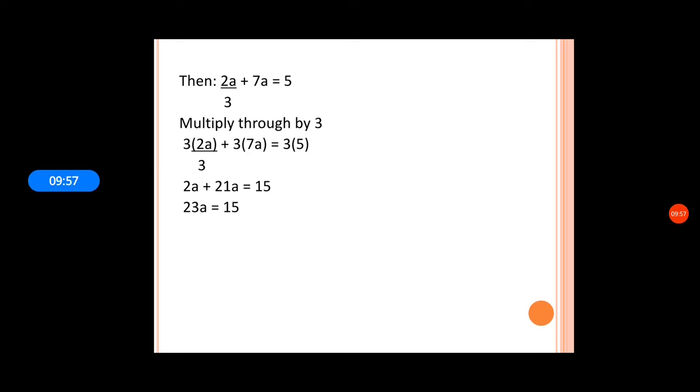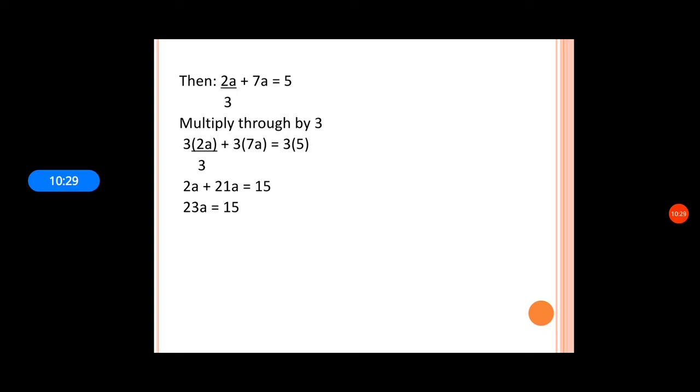Now we are adding 2A and 21A together because they have the same variable, the same unknown number, which is A. Please do not add terms with different variables together, like 2a plus 21b. We can't do that. We add 2a and 21a because they have the same unknown, the same variable. So 2a plus 21a gives us 23a equals 15.